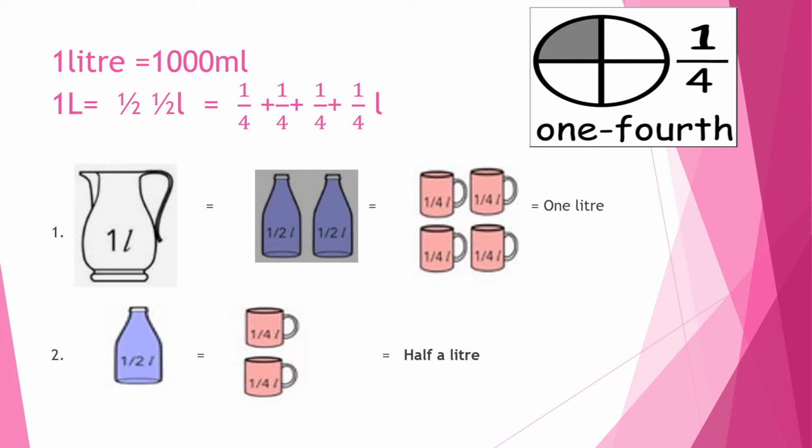Good. Another way we can try to get a liter is by adding 1/4. How many times? 4 times. Remember, 1/4 is 1 out of 4. 1/4 of something. Why half?